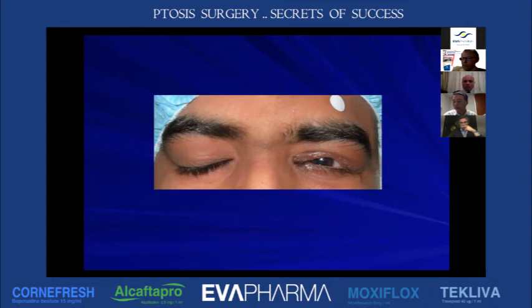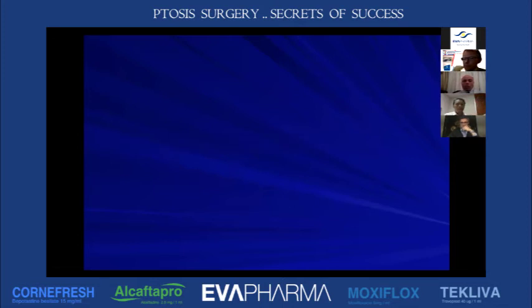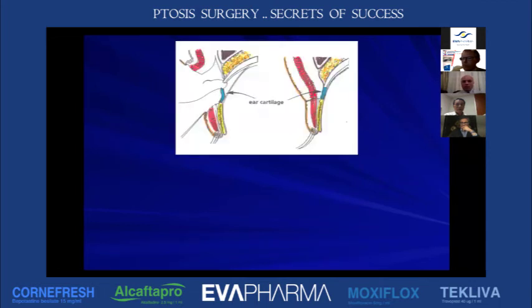Usually, a case like the one you see now is caused by overcorrection, and the overcorrection usually occurs because of a bad decision during surgery, in a patient with moderate or mild ptosis with good function of the levator. So it's very important to know the levator function before surgery to avoid over-resection of the levator muscle and aponeurosis.